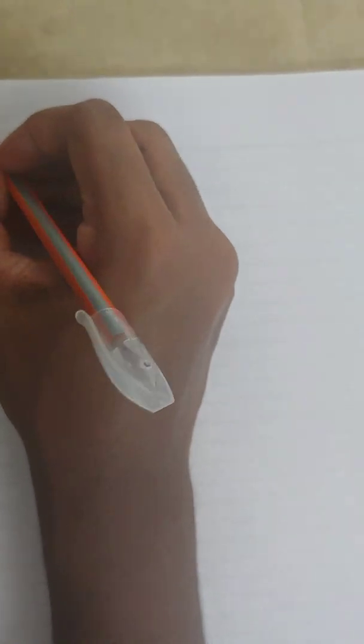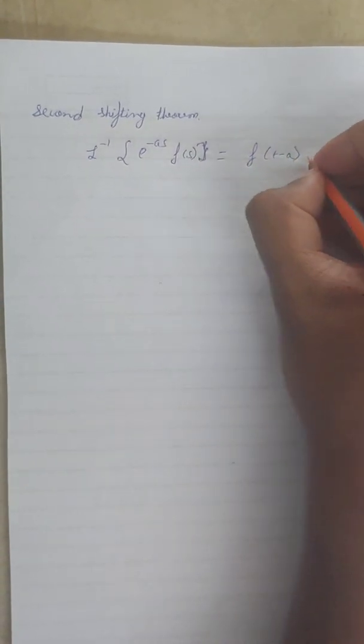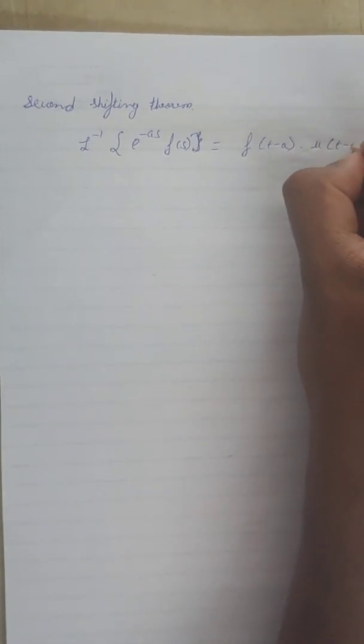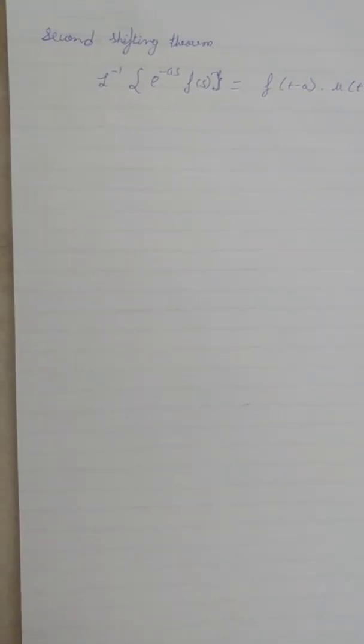So by second shifting theorem, Laplace inverse of e to the power minus as into F of s is equal to f of t minus a into u of t minus a. So we will carry on the problem with the second shifting theorem.